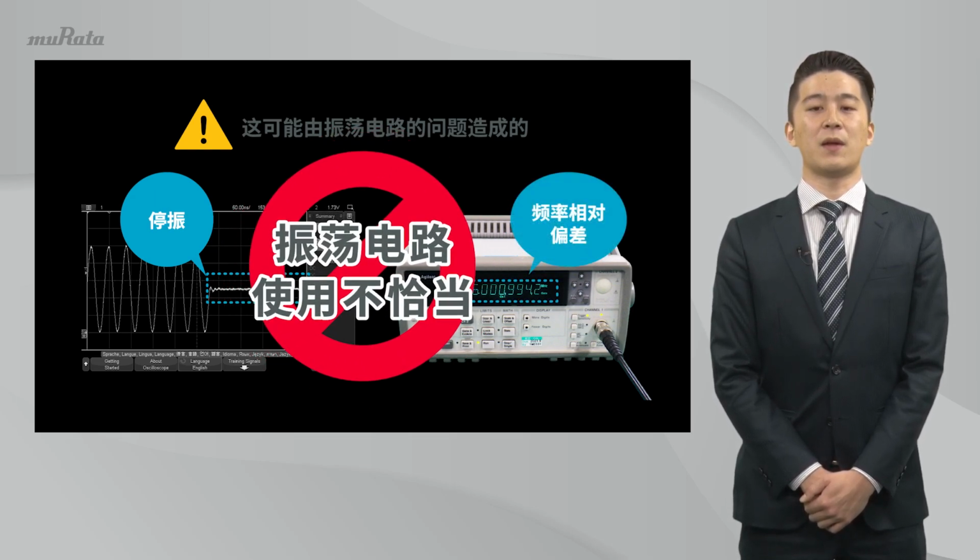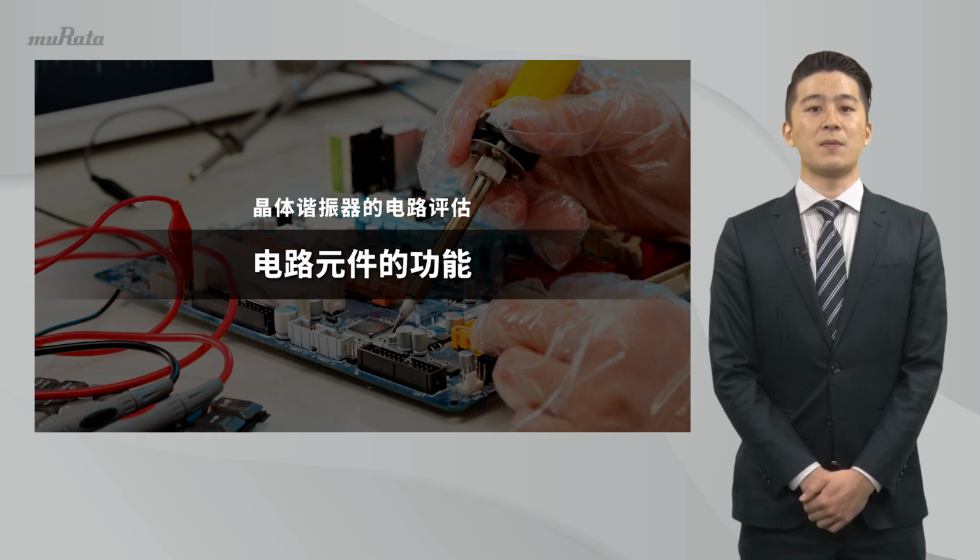When we use oscillation circuits in the wrong way, this causes a problem. Proper design of the oscillation circuit is needed to avoid this kind of problem and create stability. Murata has lots of IC characterization experience for automotive and industrial applications and would like to introduce our IC and crystal characterization process. To begin, I'd like to explain the role of oscillation circuit components.